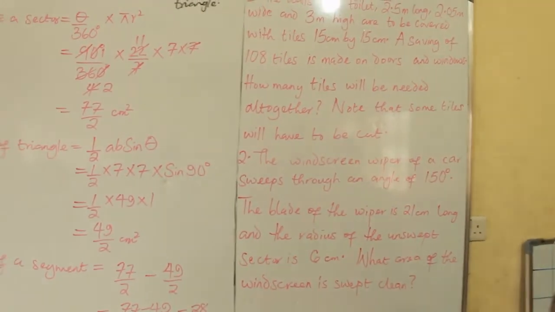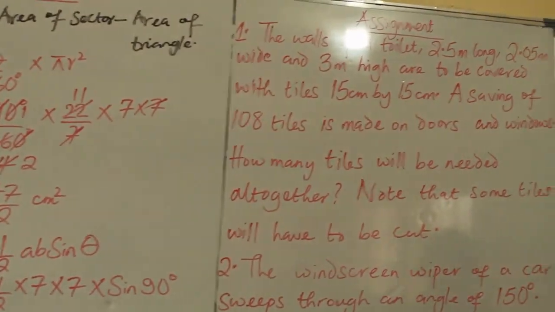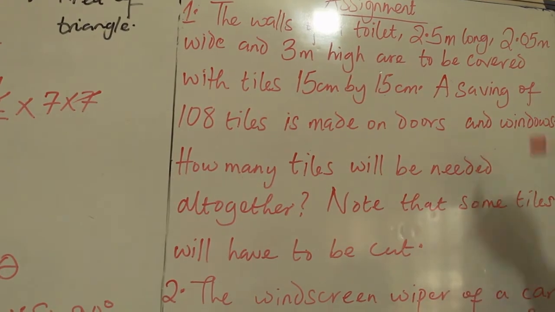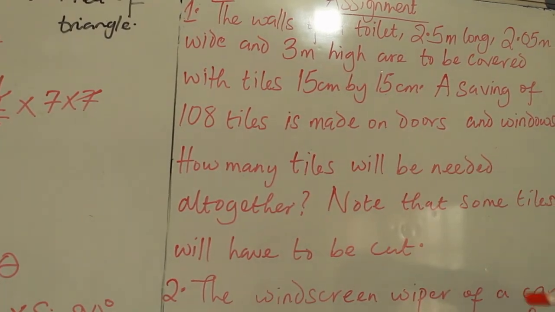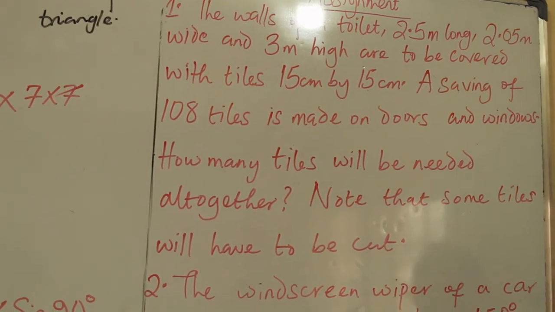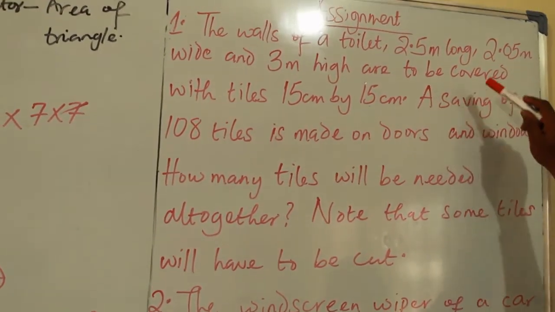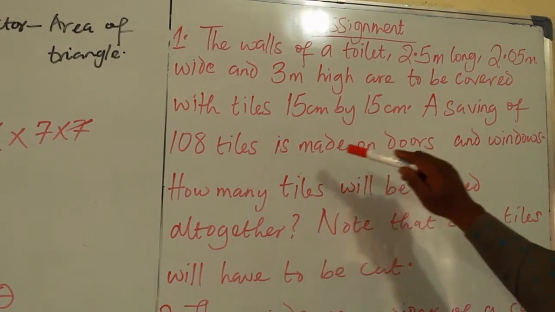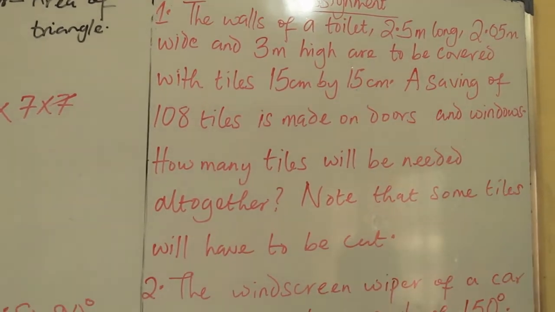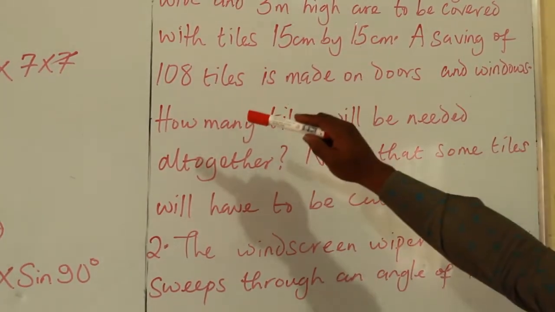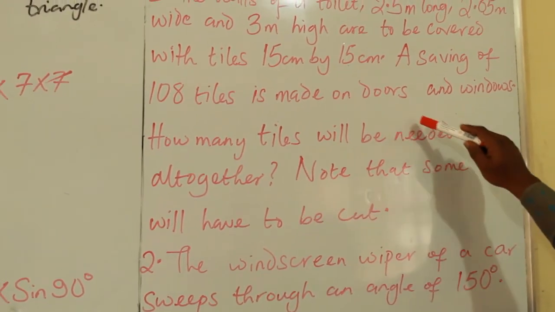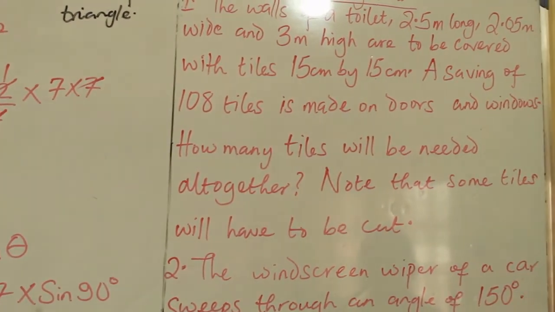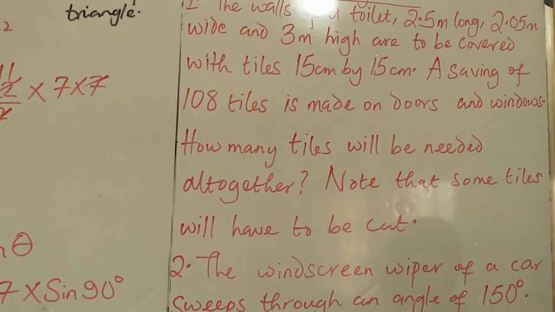The walls of a toilet 2.5 meter long, 2.05 meter wide, and 3 meter high are to be covered with tiles 15 centimeter by 15 centimeter. A saving of 108 tiles is made on doors and windows. How many tiles will be needed altogether? Note that some tiles will have to be cut.